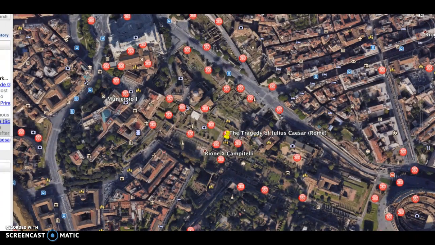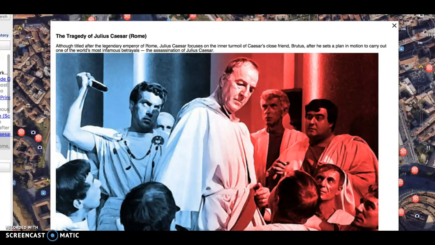After that, we've arrived at the setting of the tragedy of Julius Caesar in Rome. Although titled after the legendary emperor of Rome, Julius Caesar focuses on the inner turmoil of Caesar's close friend, Brutus, after he sets a plan in motion to carry out one of the world's most infamous betrayals, the assassination of Julius Caesar.